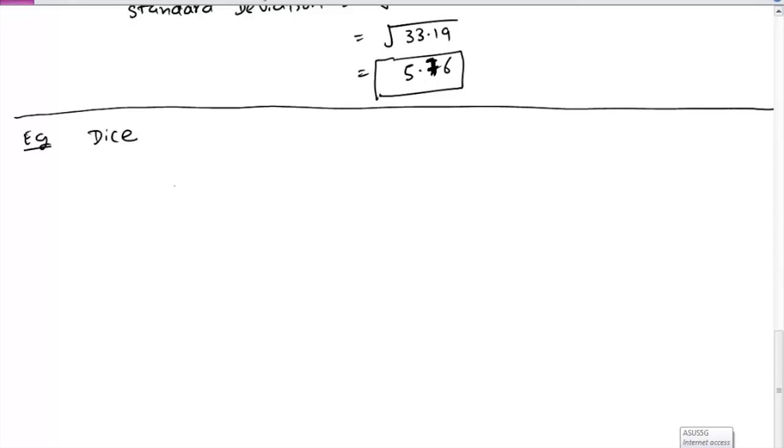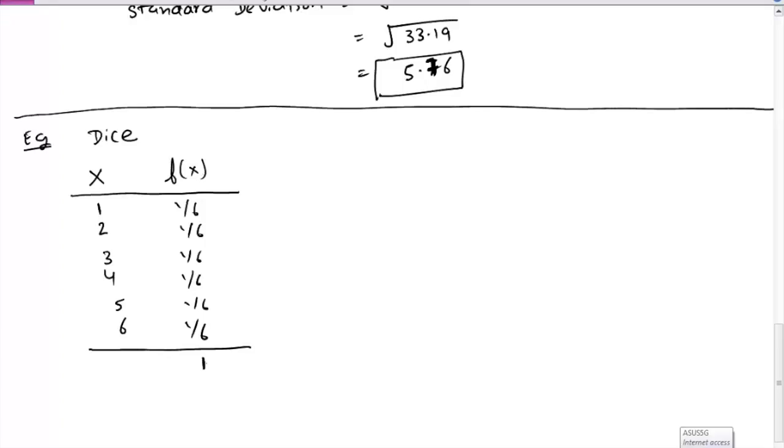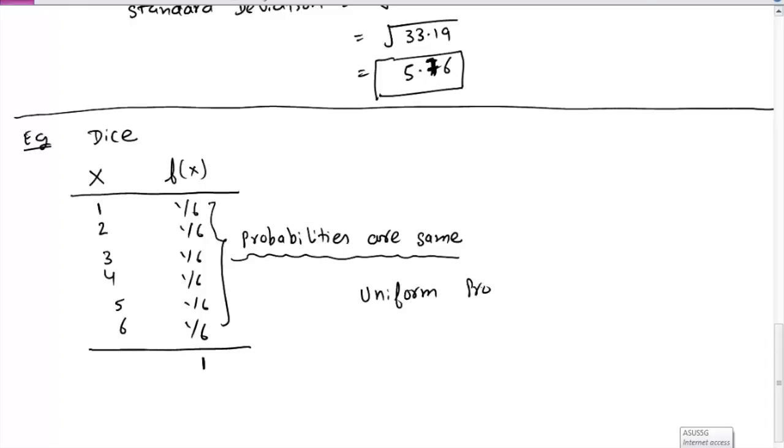If we use a dice and let's say we represent a random variable x by what number we get, we can create a table like this for an experiment where we are throwing a dice. Numbers that we can get are 1, 2, 3, 4, 5, 6, and the probability of each number is 1 by 6, so that the total is 1. You can notice that all these probabilities are the same. So when all the probabilities are the same, this type of probability distribution is called uniform probability distribution.